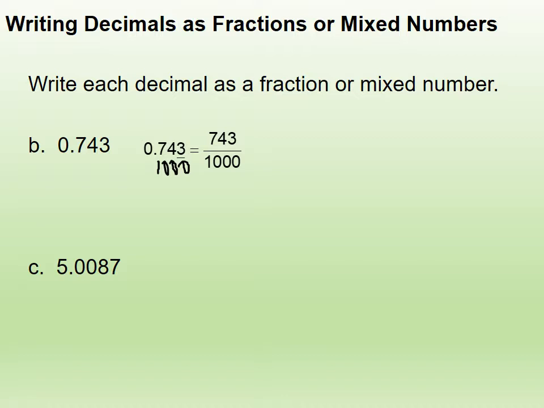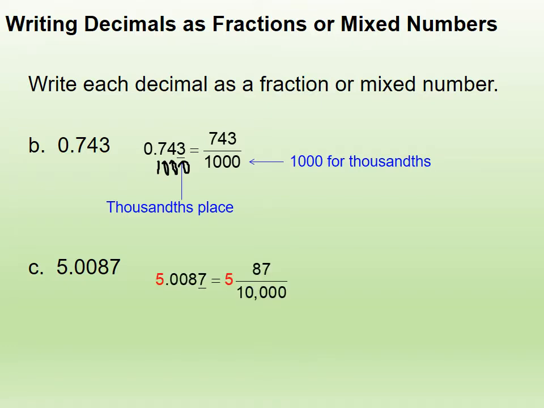Sean, how about C? What's different between B and C, Sean? There's a whole number. It'll be 5 and 87 over 10,000. Yeah, okay, you can use that trick. Look, 1, 0, 0, 0, 0. 10,000. 5 is your whole number because it's in front of your decimal. We finally have a whole. Mixed numbers. Beautiful.